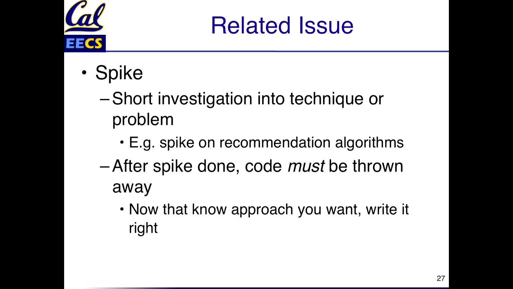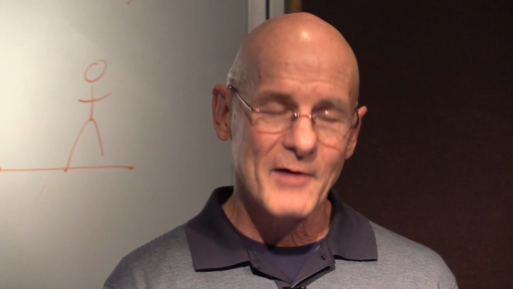A spike is not a user story, not something that the customer wanted you to do, but something you need to do for a project. So a spike is a quick investigation into something that's a problem for the project. It's not a feature exactly that the customer asked for. So like, well, we're going to do recommendation algorithms, like Amazon has recommendation algorithms. If you like this book, you like that one.